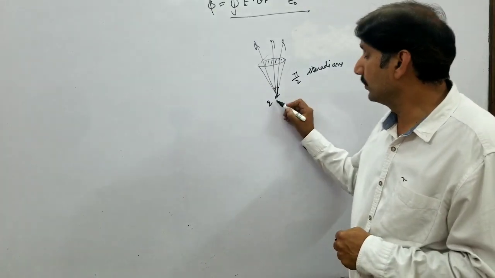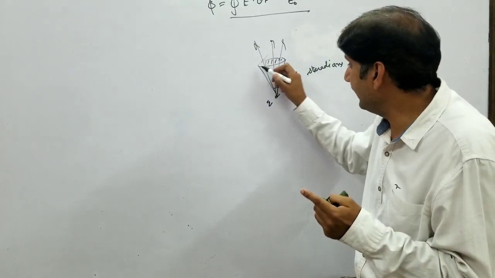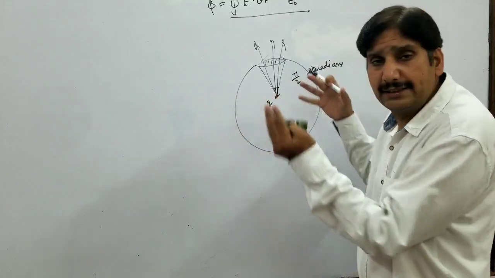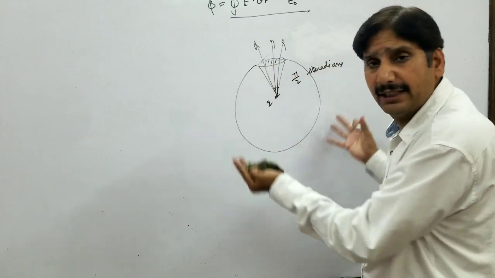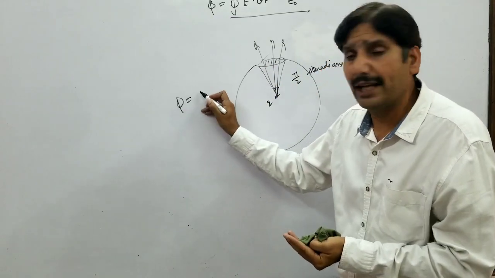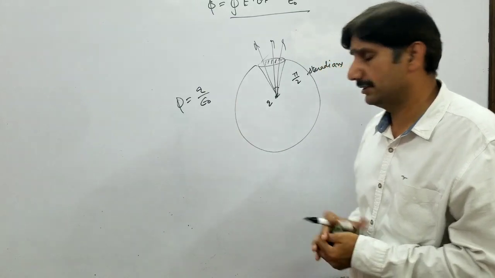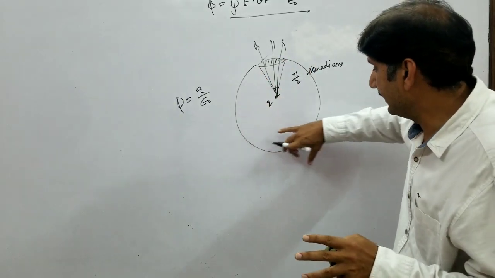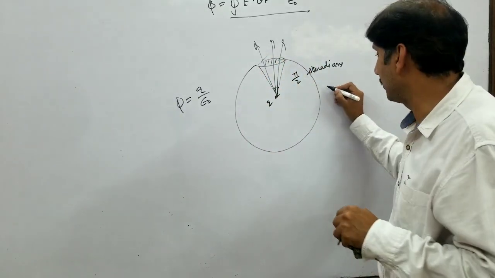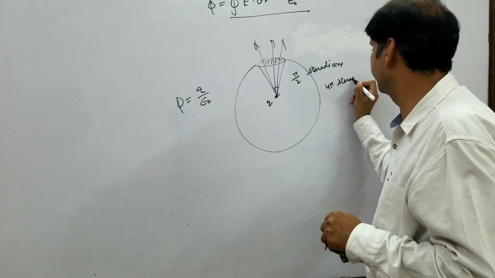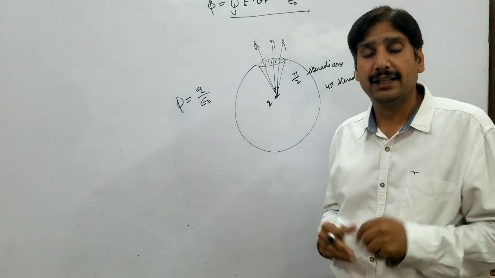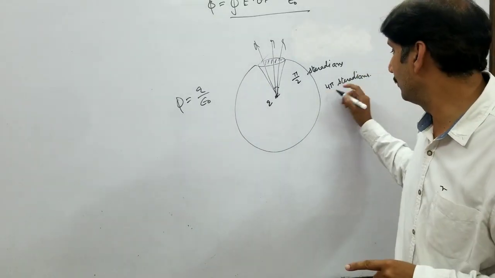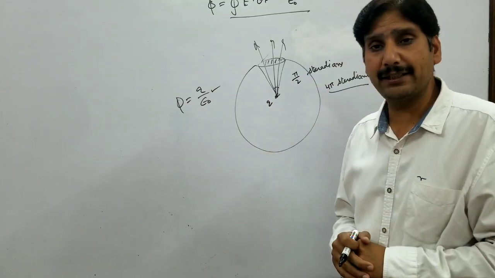We know that the total flux, had it been a complete sphere, would have been Q by epsilon naught. But that flux is passing through the surface area which is subtending a total solid angle of 4 pi steradians. Now it's a simple unitary method question. If total solid angle subtended is 4 pi steradians, the flux is Q by epsilon naught.